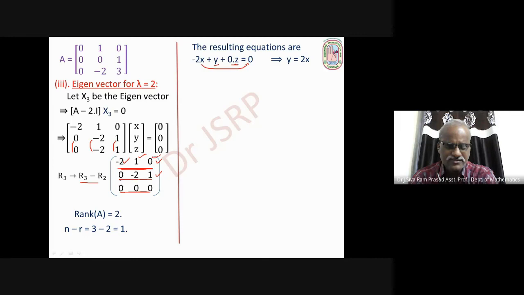Next, second equation. Multiply second row with the column vector x, y, z. So 0x minus 2y plus 1 into z. Okay, so this becomes 0. So minus 2y plus z equals 0. From this z equal plus 2y. Okay, so these are the two equations.